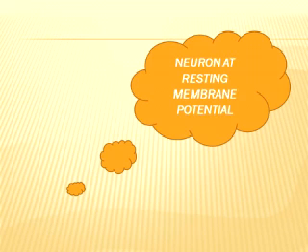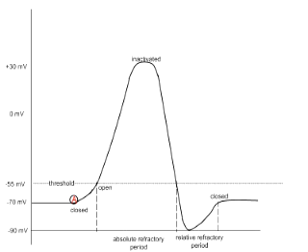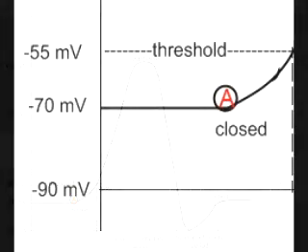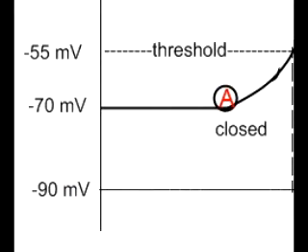Try to visualize putting this into a neuron at the resting membrane potential. To begin with, the pore is found in a closed state, which is located at point A on the action potential diagram. Basma will tell you more about this state.